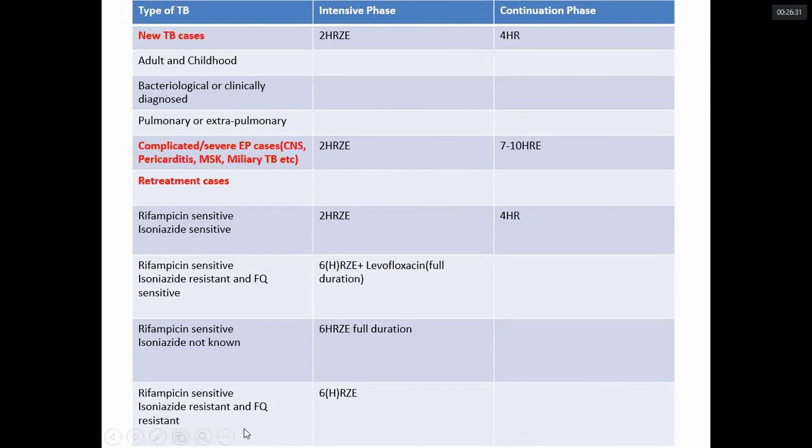And if it is rifampicin sensitive, isoniazid resistant and fluoroquinolone resistant, we give 6 months of RZE, rifampicin, pyrazinamide, and ethambutol, but isoniazid is also given in brackets because it is available in the same package. So we give 6 HRZE. This is the national guideline. Our national guideline, which we follow, is the same treatment guideline for skin tuberculosis also. Okay, thank you. Any questions?